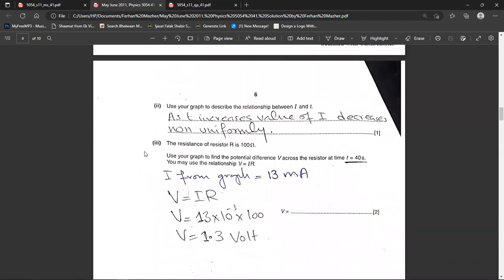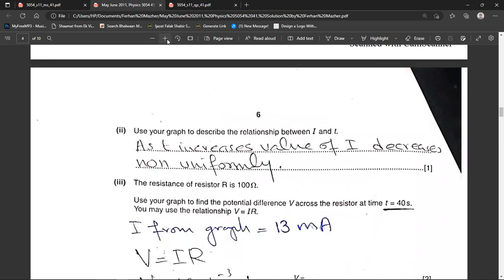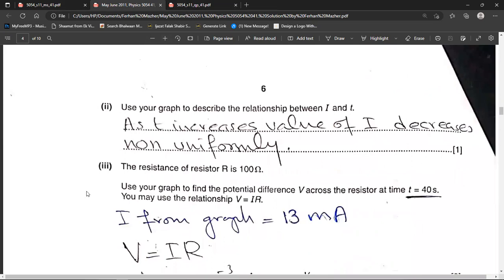So as the T increases, the value of the I decreases non-uniformly. One very important thing is that I have not used the word directly or inversely proportional. Instead of saying inversely proportional, I am saying as the T increases, the value of the I decreases non-uniformly. I'm not using the word inversely proportional.